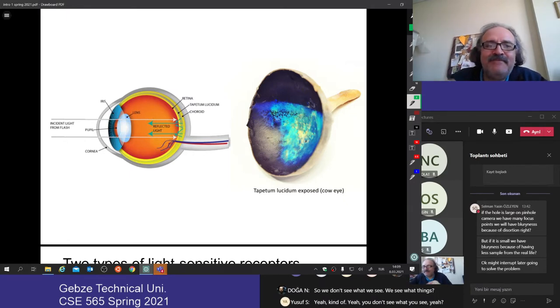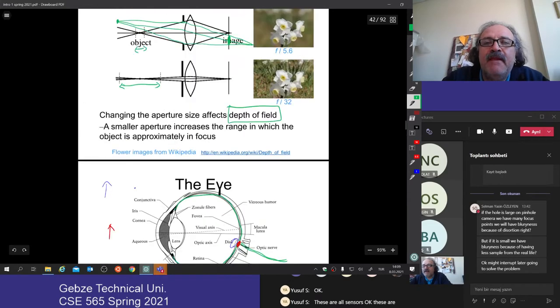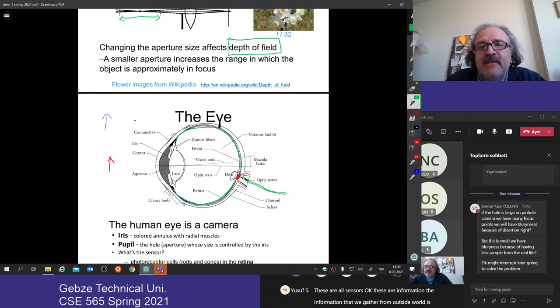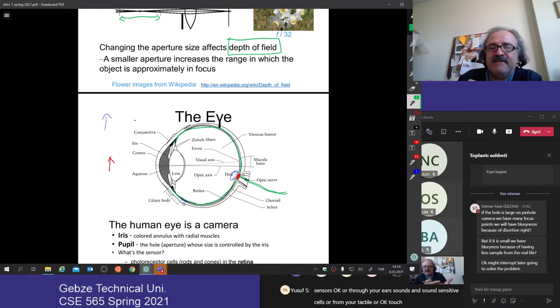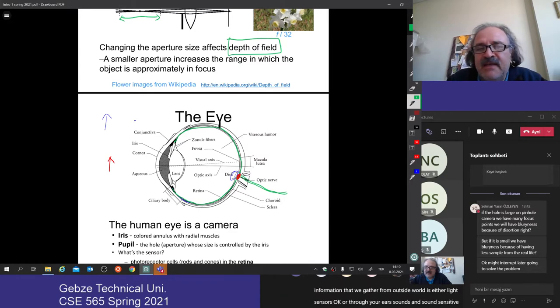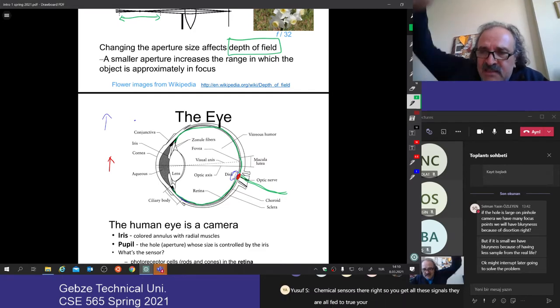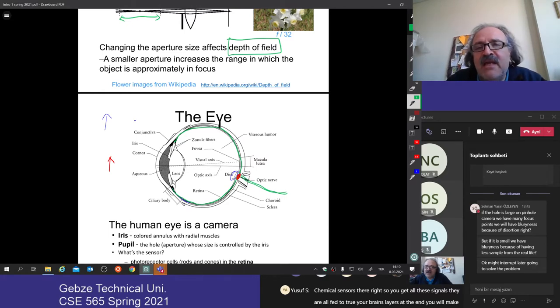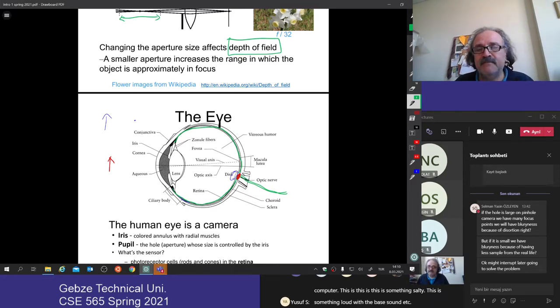Okay, these are all senses. The information that you gather from the outside world is either light sensors, or through your ears, sound sensitive cells, or from your tactile, touch sensitive cells, or from your tongue, chemical sensors there, right? So you get all these signals, they are all fed through your brain's layers. At the end, you make some inferences. You will say that, oh, okay, this is a computer, this is something salty, this is something loud, very bass sound, etc. These are all sensing stuff. So you think that it is happening in your eye, but you don't know what is happening in your eye.